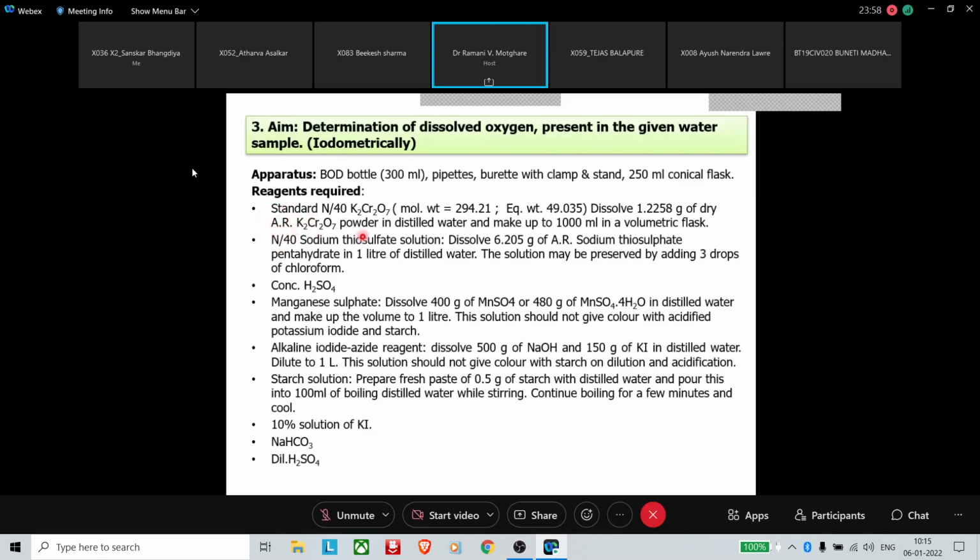Now, the synthetic grade will be the cheaper one. Why cheaper? Because the impurities from this particular compound are not removed completely. Here, if you are saying analytical grade, it means the compound has been recrystallized or washed thoroughly a number of times, and then what is obtained is provided to you. So impurities will be less in analytical grade, and in synthetic grade, the impurities will be more.